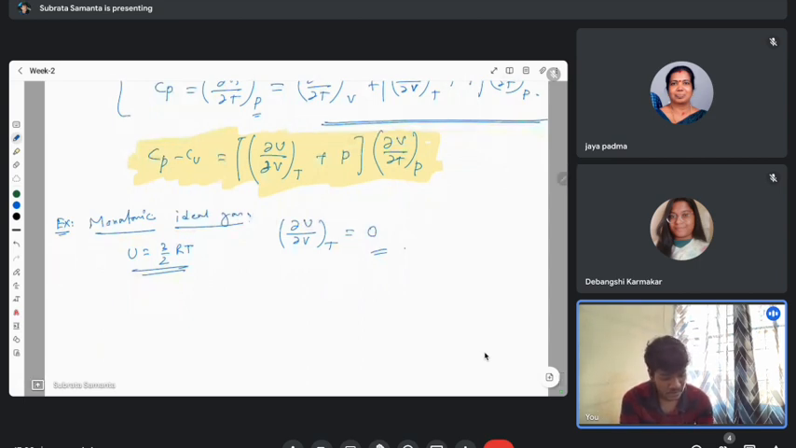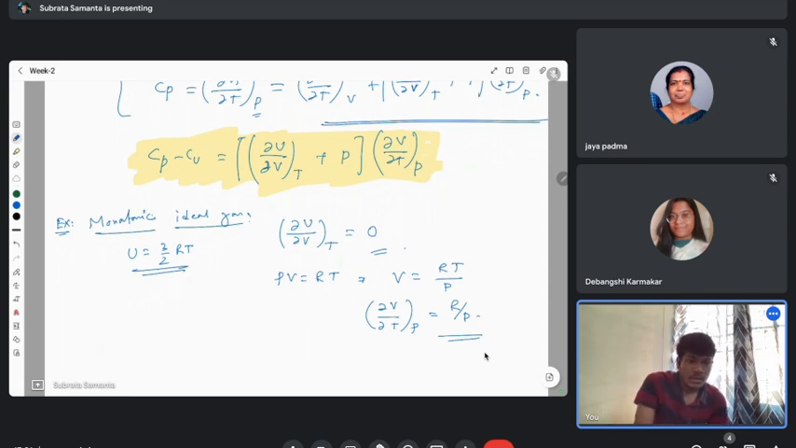But one more thing is del V del T, right? So what is your equation to substitute? PV equals RT. So that means V is RT by P. Del V del T at constant pressure is R by P, right? Just differentiate this V with respect to T at constant pressure, that means R by P.